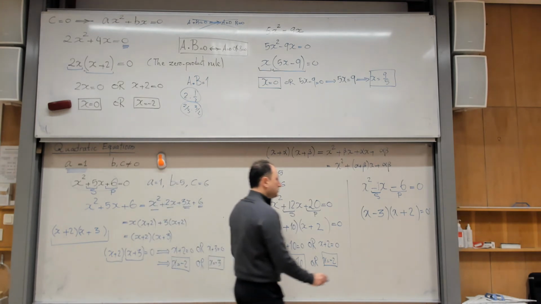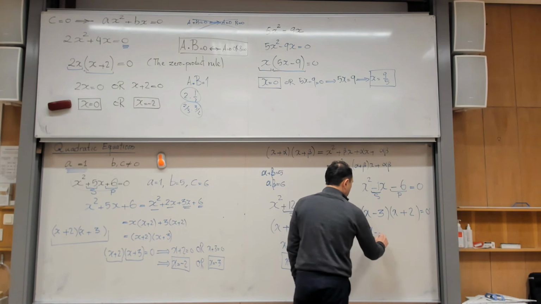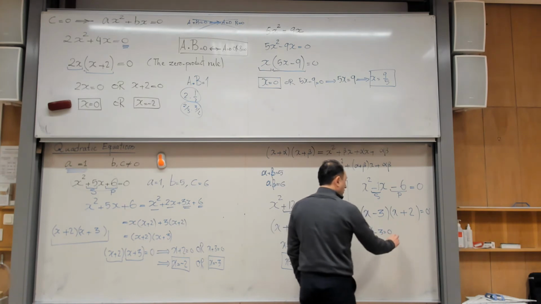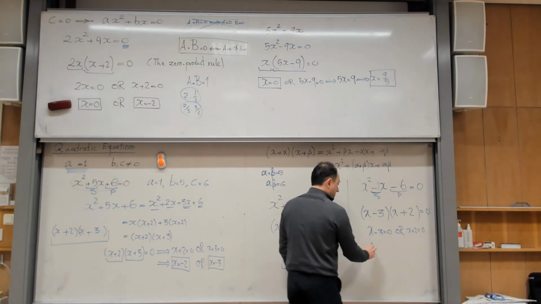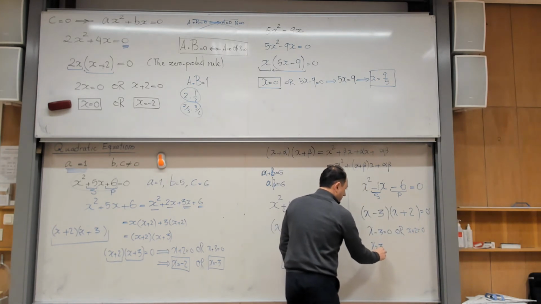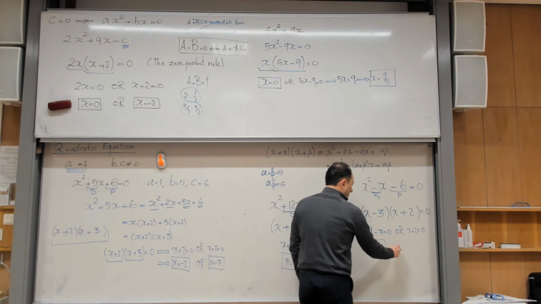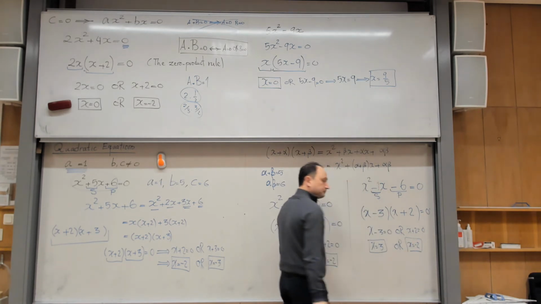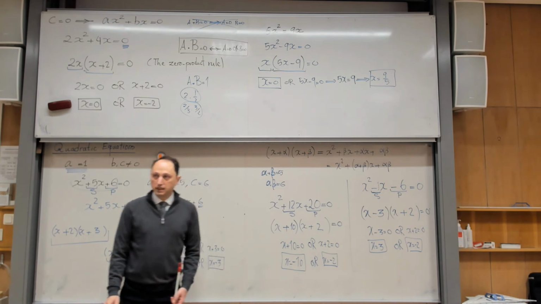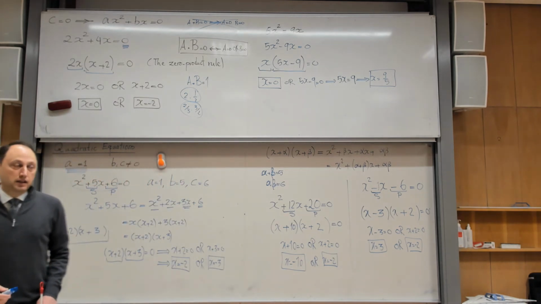And then immediately you use the zero product rule, telling that x minus 3 is 0, or x plus 2 is 0. This is a first degree equation. I want to make x alone. I move 3 to the other side, so x is 3, or x is -2. Okay.